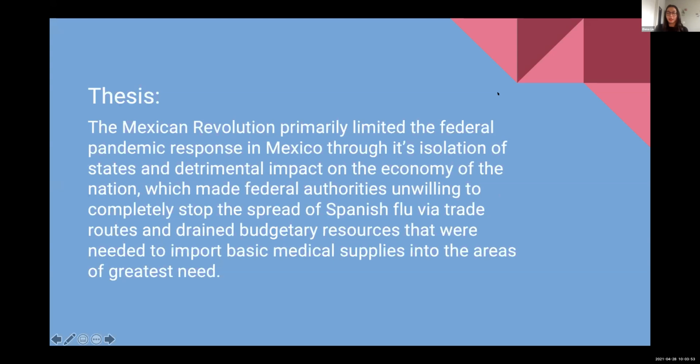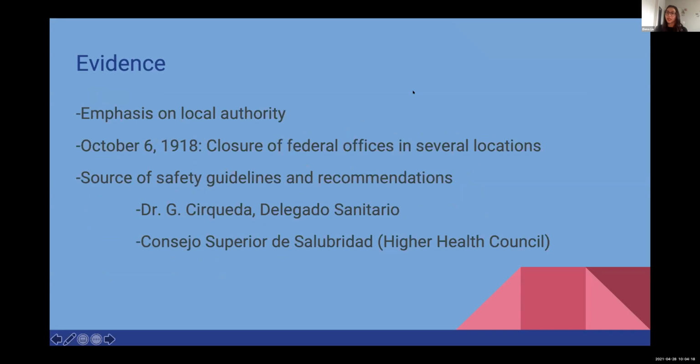My own argument, or my own research, pushes back on this argument a little bit by talking about how the Mexican Revolution really limited the response that the federal government was able to have and made it a lot more off the cuff than prior research suggests. We'll talk about 3 ways in which the revolution limited the federal response during the outbreak of Spanish flu in Mexico. So moving right along, our first area of focus is the emphasis on local authority.